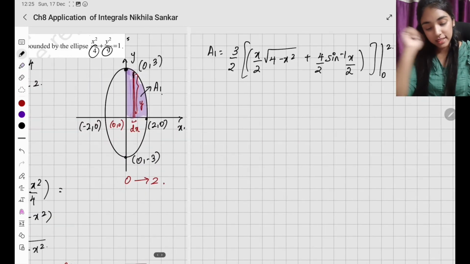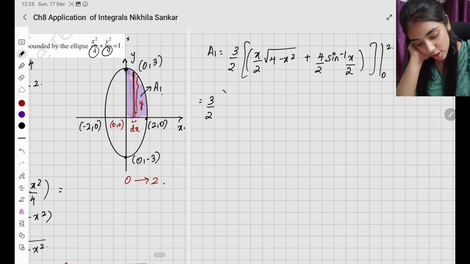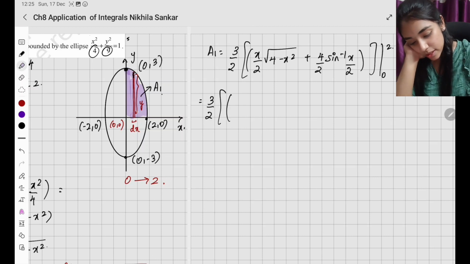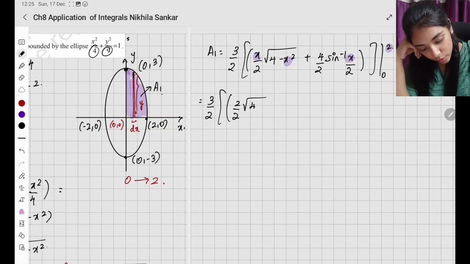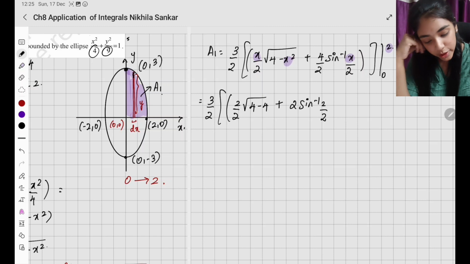So when I integrate this, I basically have 3 by 2 as a constant. I'm going to open a bigger bracket, upper limit. So I'm going to substitute the value of 2 wherever I have x. எங்கெல்லாம் x இருக்கோ அங்கெல்லாம் substitute பண்ண போறேன். So I have 2 by 2 square root of 4 minus 2 square, which is 4, plus 4 by 2 is 2 times sine inverse of 2 divided by 2.